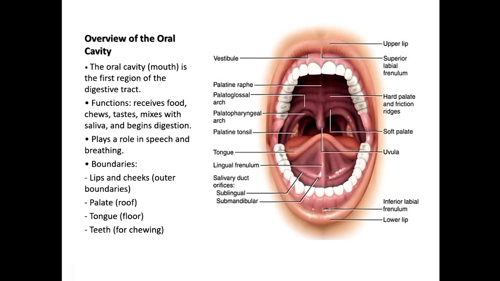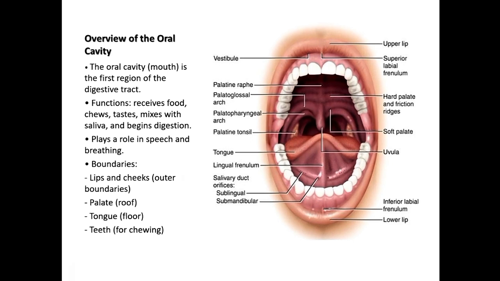The oral cavity or mouth is the first region of the digestive tract. It serves multiple roles: receiving food, tasting, chewing, mixing with saliva, and beginning digestion. It also plays a role in speech and respiration.